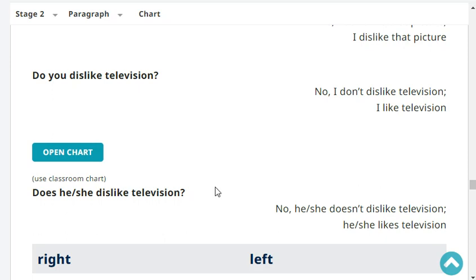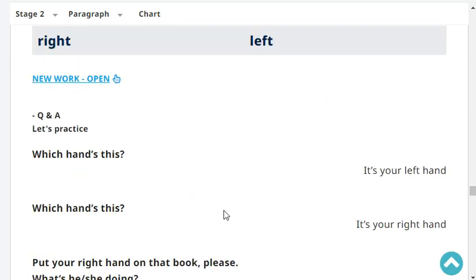Very good. Does she dislike television? Yes or no? Huh? What do you think? Does she like it or doesn't she? She doesn't dislike television. She likes television. Very good. Okay, next.